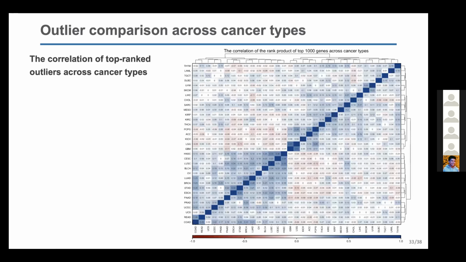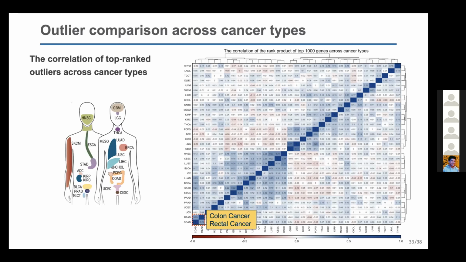And I want to show one more data set. Here I want to see the correlation of their outlier scores. So I did a Spearman correlation of their top ranked outliers using the outlier score. And we could see a more distinct subgroup pattern here. First, we could see the colon and rectal cancers have a very high correlation. And we know that colon and rectum are connected tissue. And also, again, esophageal and stomach cancers are clustered together.